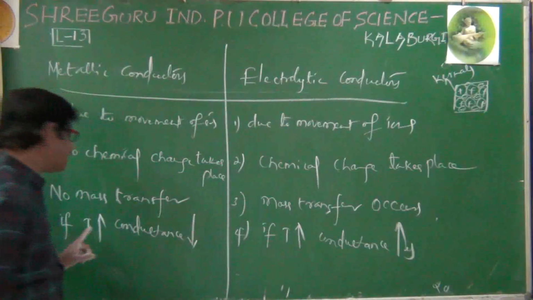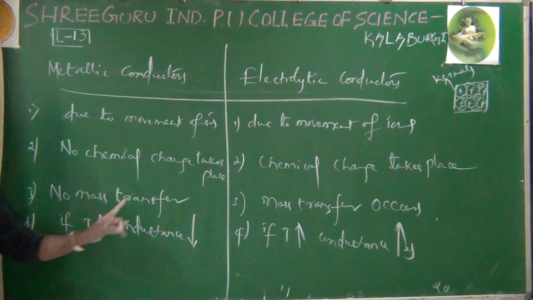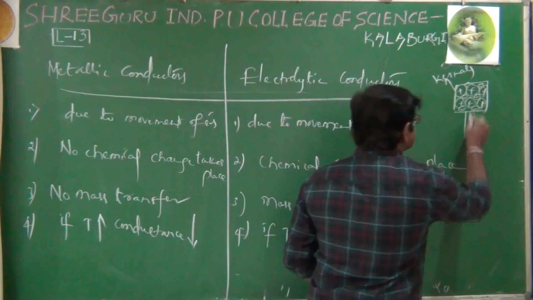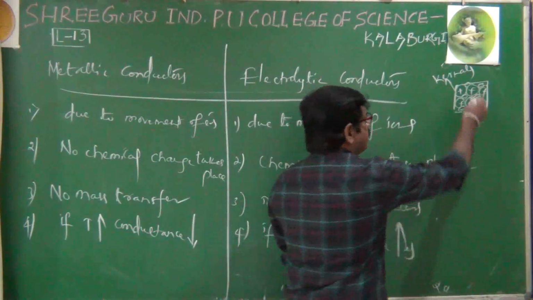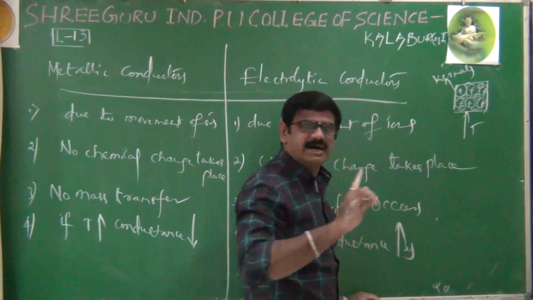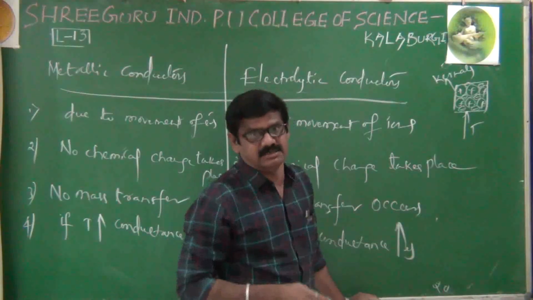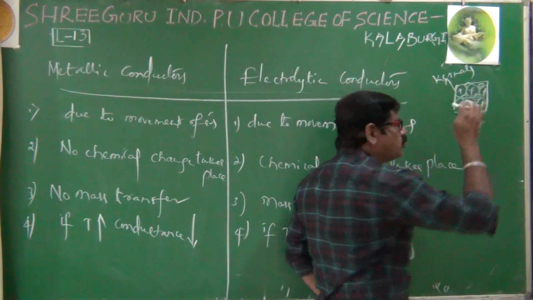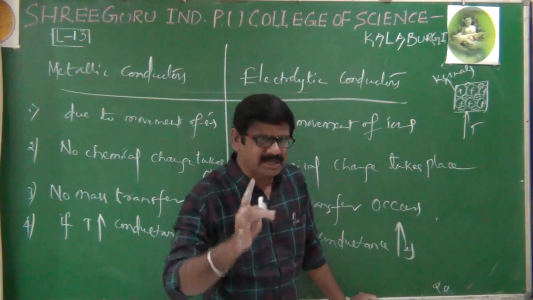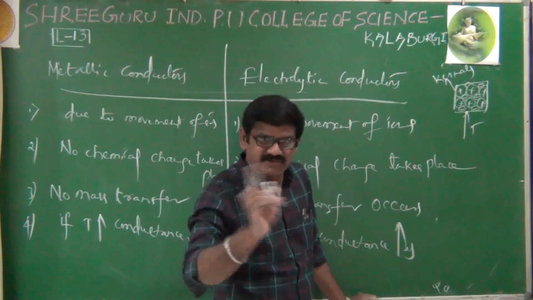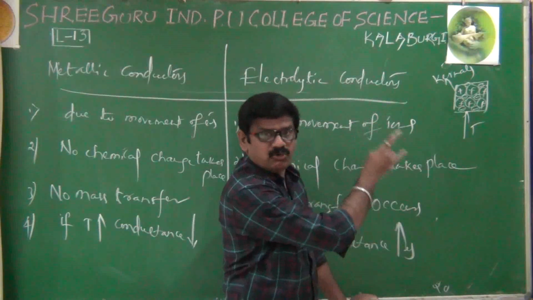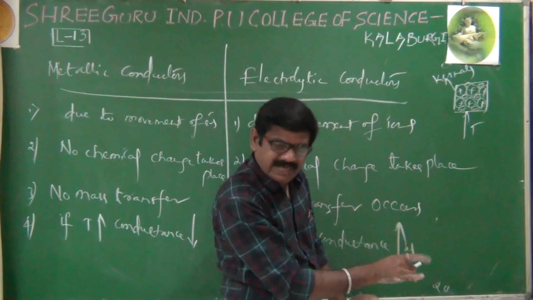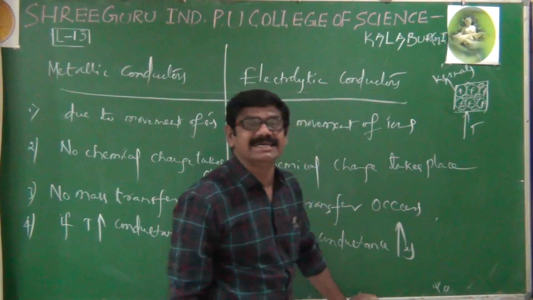Now here, when temperature increases, why does conductance decrease? Very simple reason. When temperature increases for this metal, the kernels start vibrating. Because of the vibrations of kernels, the electrons' movement will be disturbed. Because of less electron movement, its conductance definitely decreases.